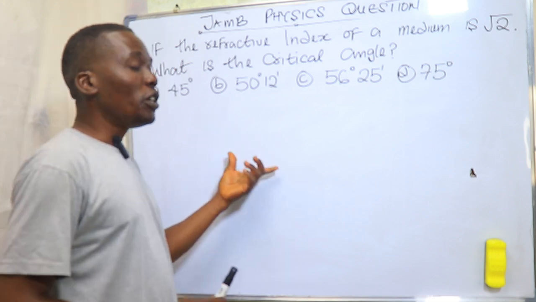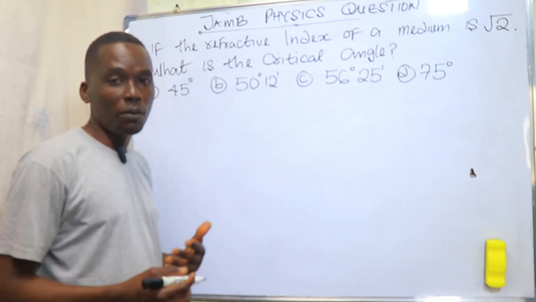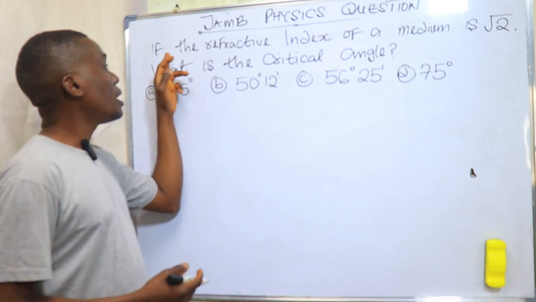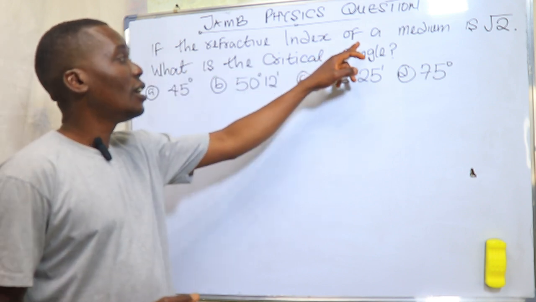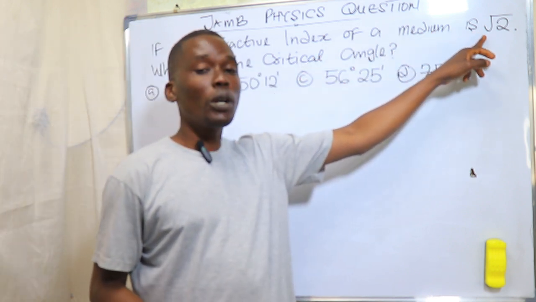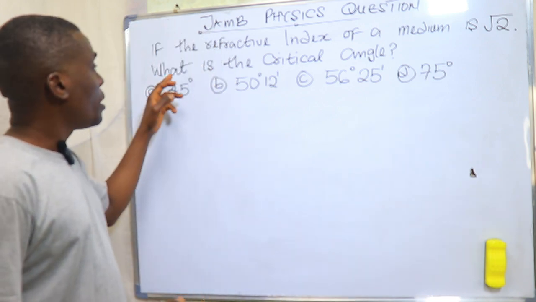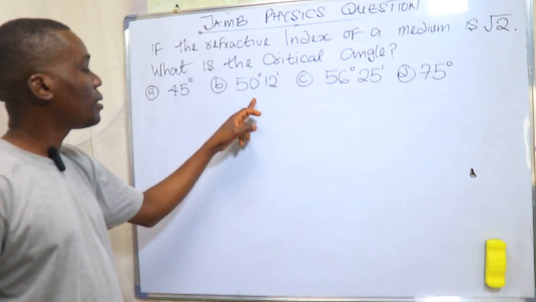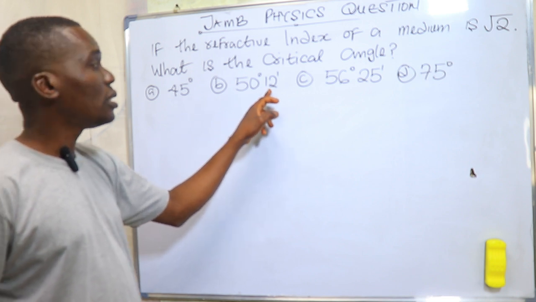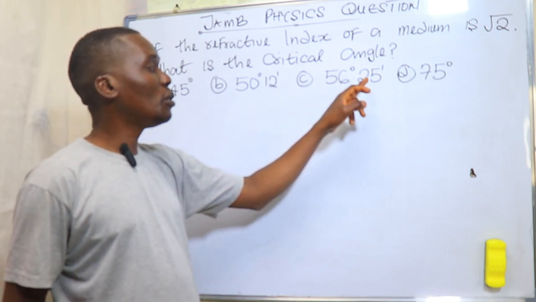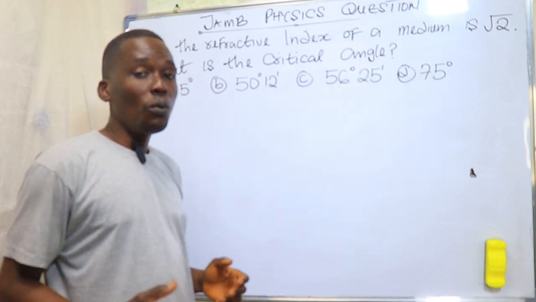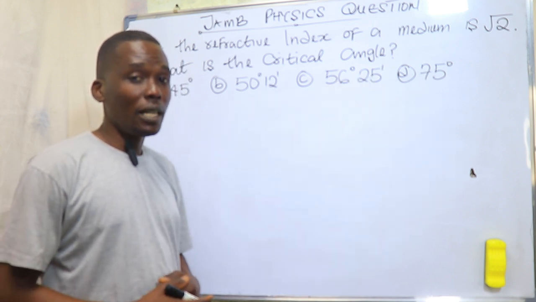This is another question where you can see for JAMB UTME physics exam. The question says, if the refractive index of one material is the square root of 2, find the critical angle. Is it 45 degrees, 50 degrees, 56 degrees, or 75 degrees? Which one do you think is the answer?